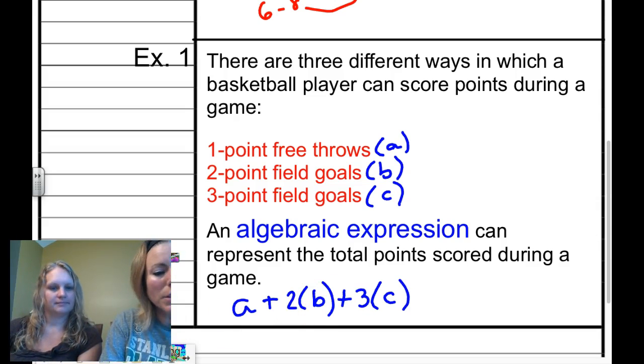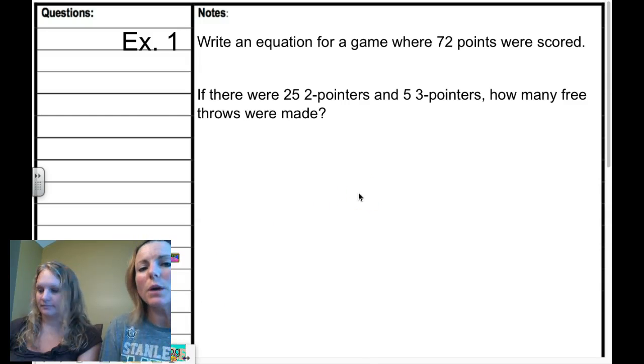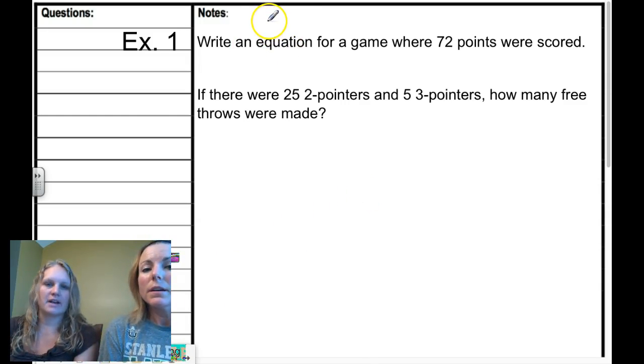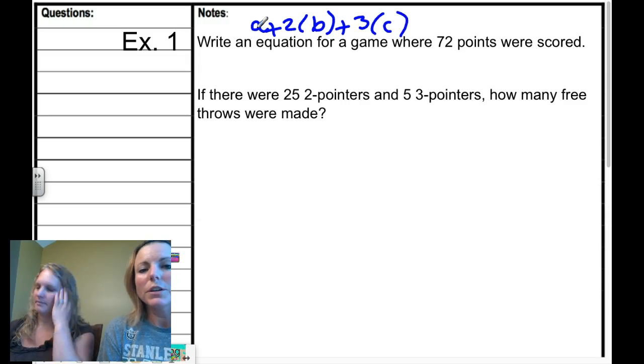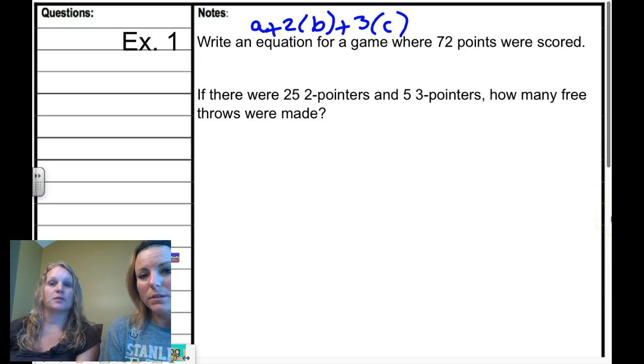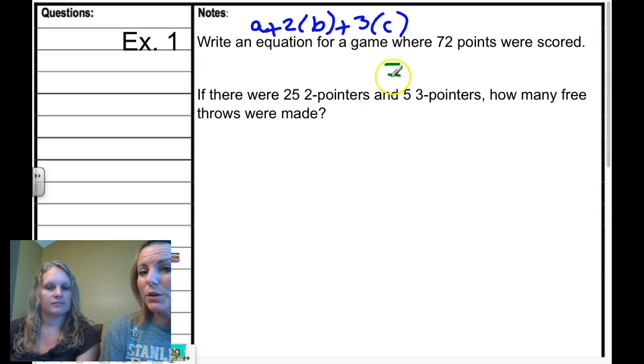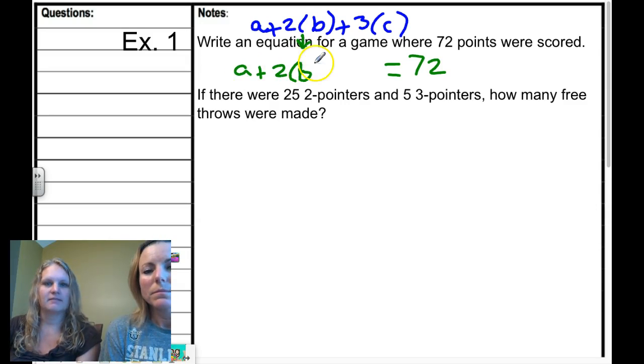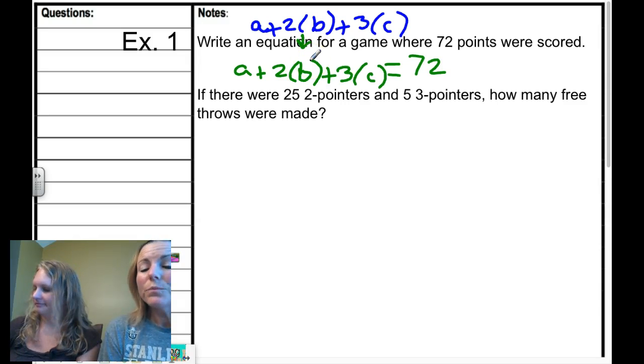So now if we go on to the next screen, we're going to continue on with example 1. I'm going to write that expression up here again. Great. So I'm going to do A plus 2B plus 3C, just so we have it. Very good. So now we're going to write an equation. An equation always has an equal sign. Yep. For a game where 72 points were scored. So that's our total. We want it to equal 72. And on the left, it's going to be? You just write this expression down again. A plus 2B plus 3C. All right. There we go.